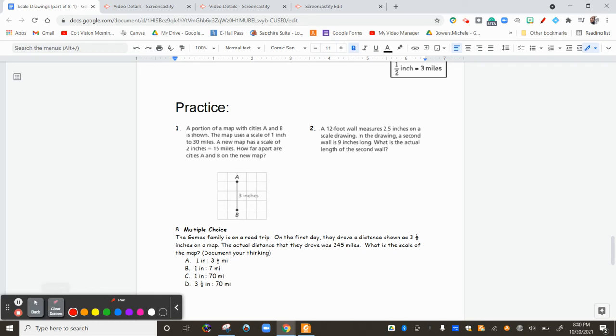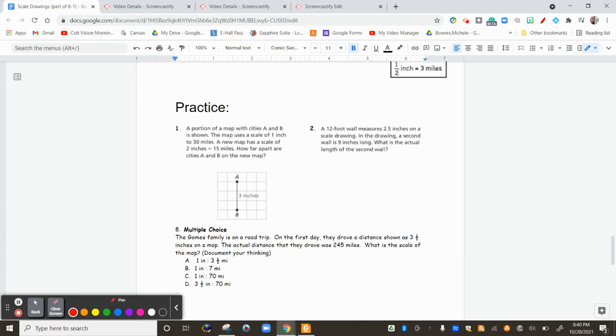So here's another simple problem. A portion of a map with two cities, A and B, is shown. The map uses a scale of 1 inch to 30 miles. A new map has a scale of 2 inches is 15 miles. So how far apart would the cities be on the new map?